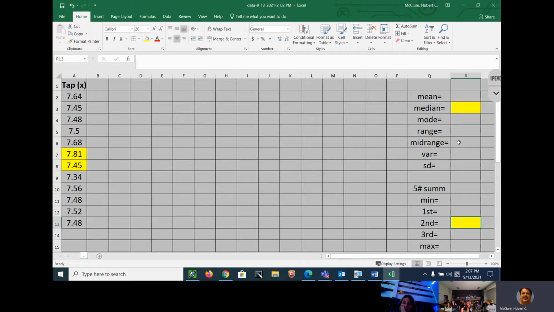The mean is going to be all those numbers added up, divided by 12. Y'all check my mean and tell me if that's what y'all got.